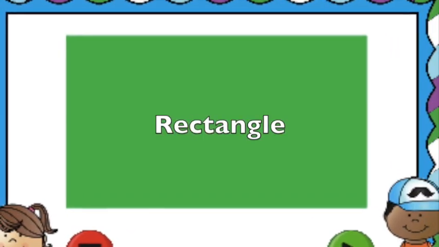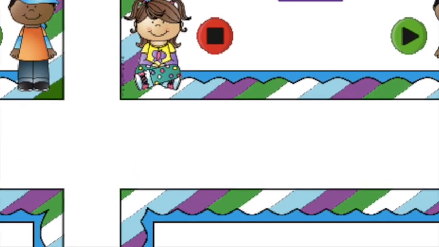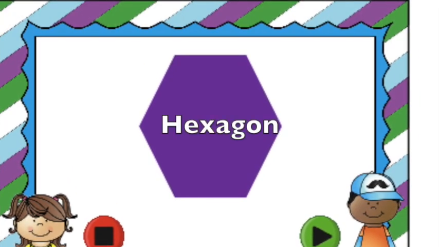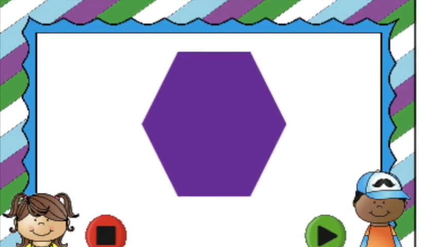A rectangle has 4 sides. 2 of the sides are short and 2 of the sides are long. It also has 4 vertices. A hexagon has 6 sides, just like a stop sign. It also has 6 vertices.